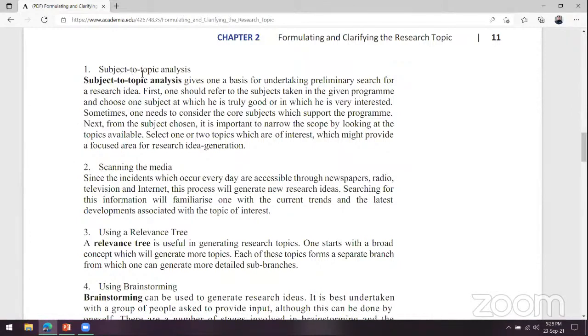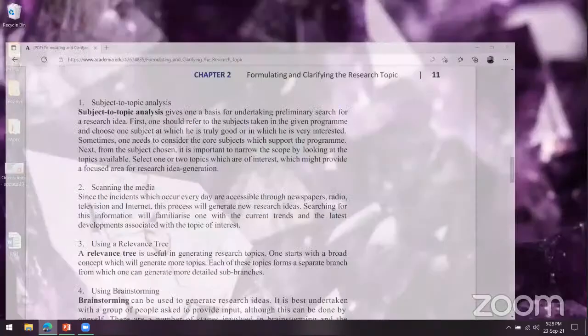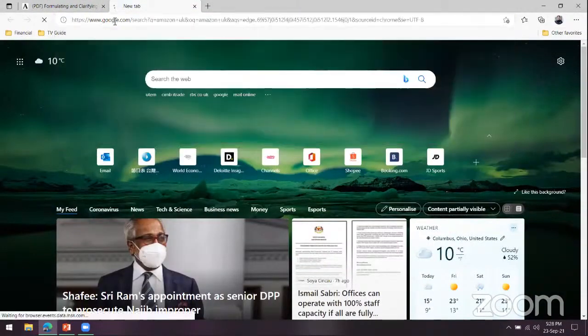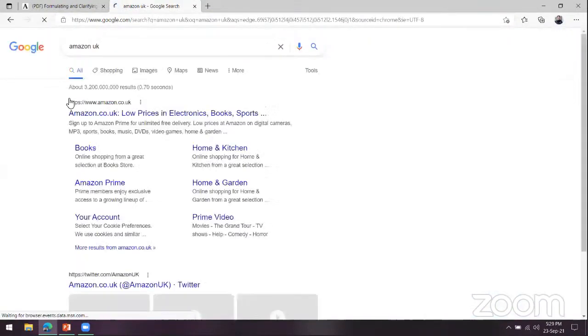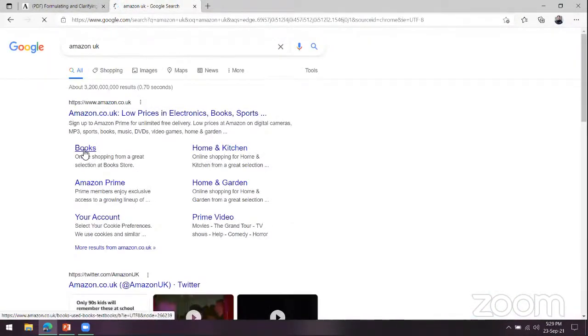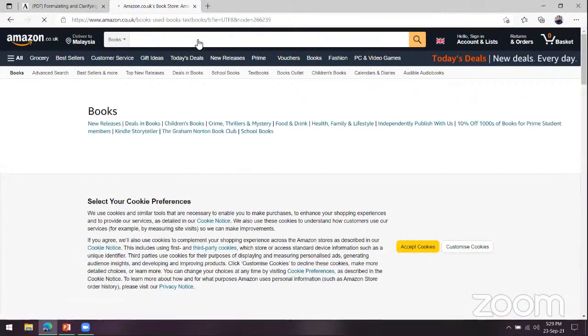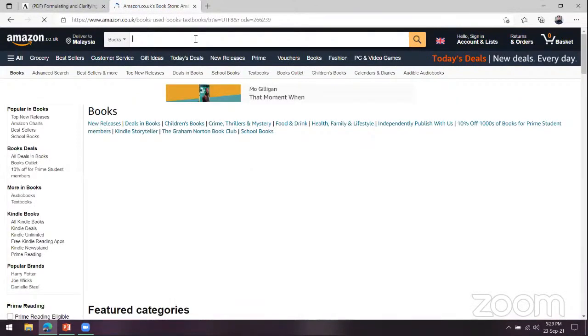And then after that, you go for topic analysis. Now, subject to topic analysis gives a basic undertaking of preliminary research for the research idea. How do you do it? Very simple. I always love to utilize books as one of my guidance. So let's say we go to Amazon and look for books, to see if we have any books that are going to help us with our formulation. Then we try to look into the book content.